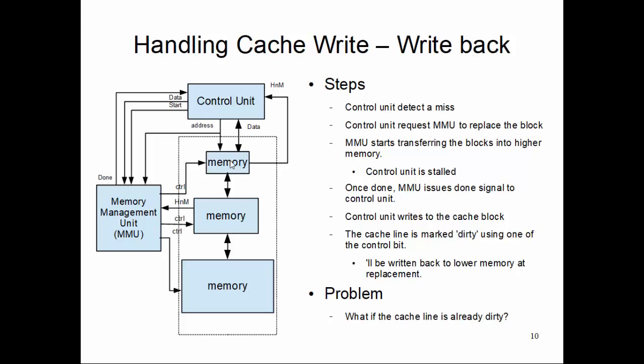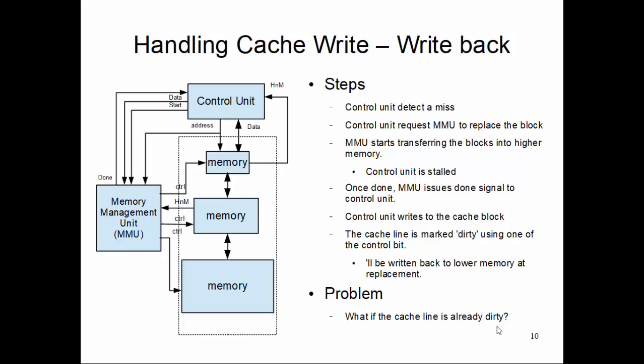So there is one bit in the control information of the cache line that is dedicated for that, and we call it a dirty bit. So it marks that something has been written. If that line has to be replaced, we need to first write back that line into the lower level of memory.